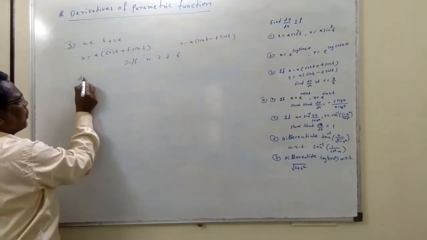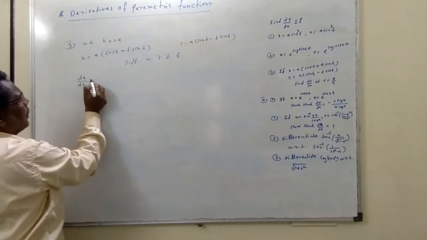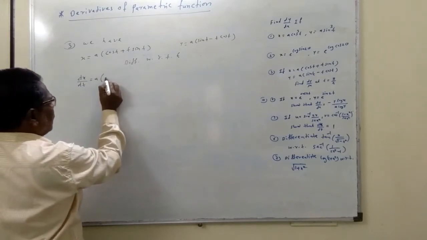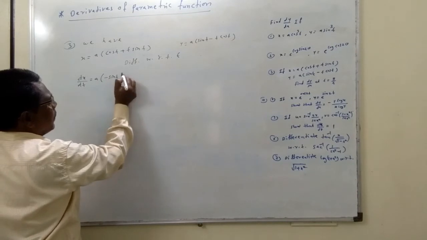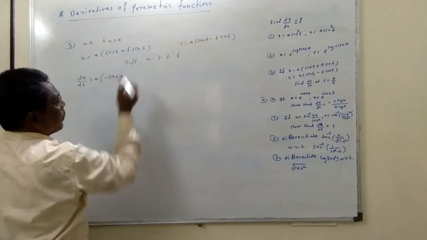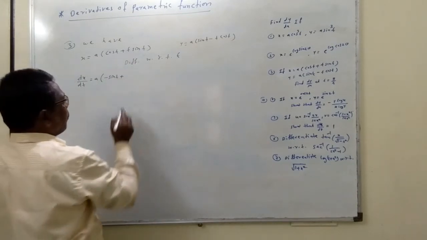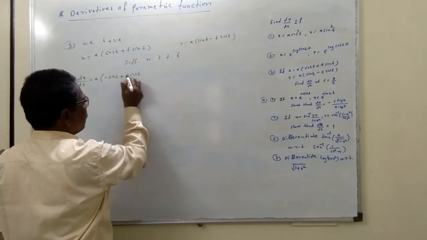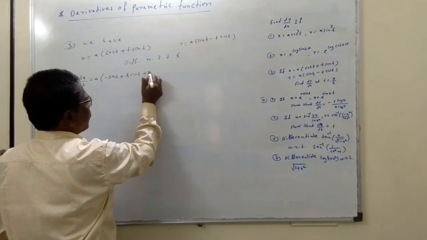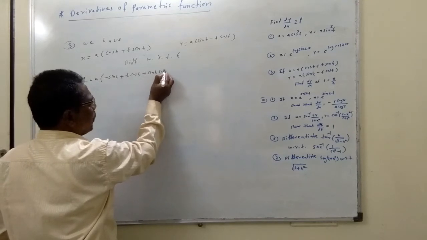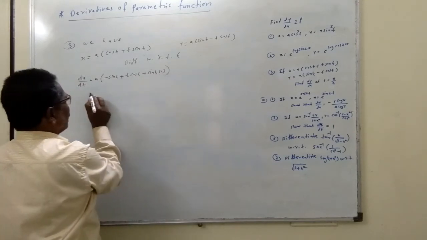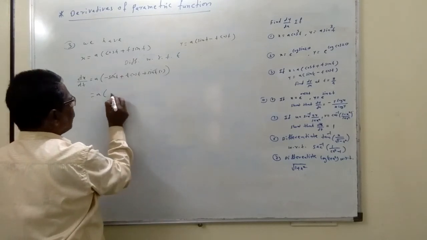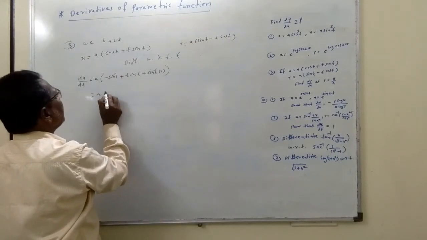Now the derivative of x with respect to t, dx by dt, is a constant into bracket. The derivative of cos is minus sin t, plus, for t sin t, we use the product formula: t constant, the derivative of sin is cos t, plus sin t constant, the derivative of t is 1. So that is coming as a. Now the plus and minus sin terms get cancelled. So we get a t cos t.